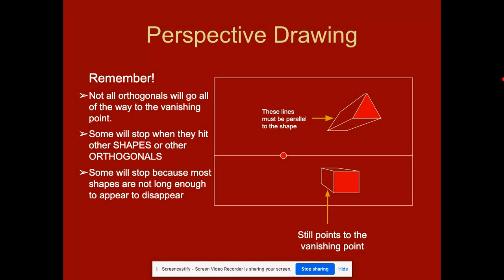Now, a couple of things to remember. Not all orthogonals will go all the way to the vanishing point. Some will stop when they hit other shapes or other orthogonals, or some will simply stop because the shape is not long enough to appear or disappear. So let's say you were drawing just one building. You wouldn't have the building appear to go off into infinity. You would need to stop those orthogonals and erase the back of the shape so that you have an end to your structure.